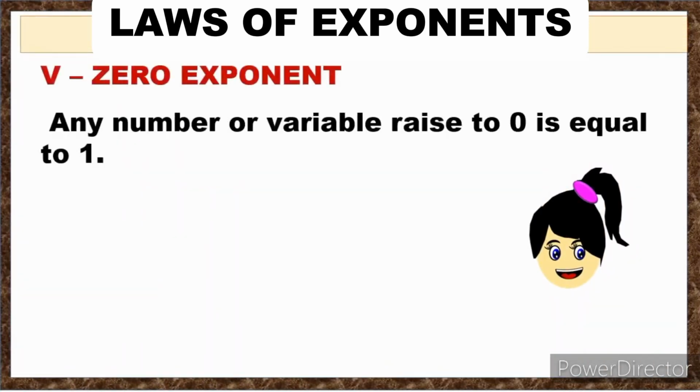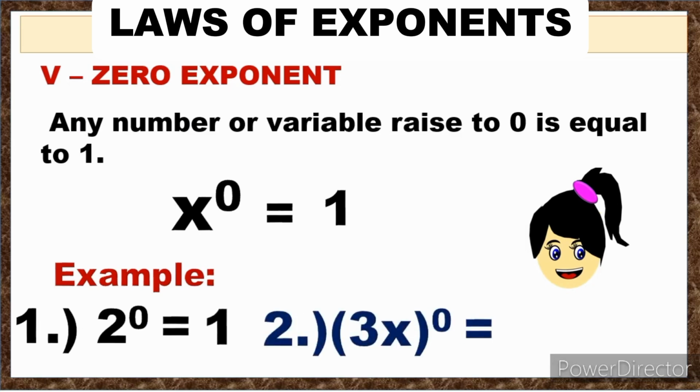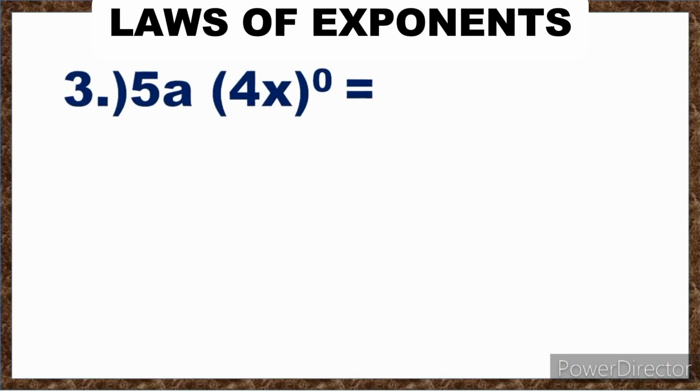Okay, so next, zero exponent. Any number or variable raised to 0 is equal to 1. Okay? So, x raised to 0 equals 1. Example, 2 raised to 0 is 1. Number 2 example, 3x raised to 0 equals 3 raised to 0, x raised to 0, then it is equal to 1 dahil naka-parenthesis siya. Kahit anong number na nakalagay sa parenthesis, any number or variable, basta nasa loob siya ng parenthesis at naka-raise sa 0, equals 1.